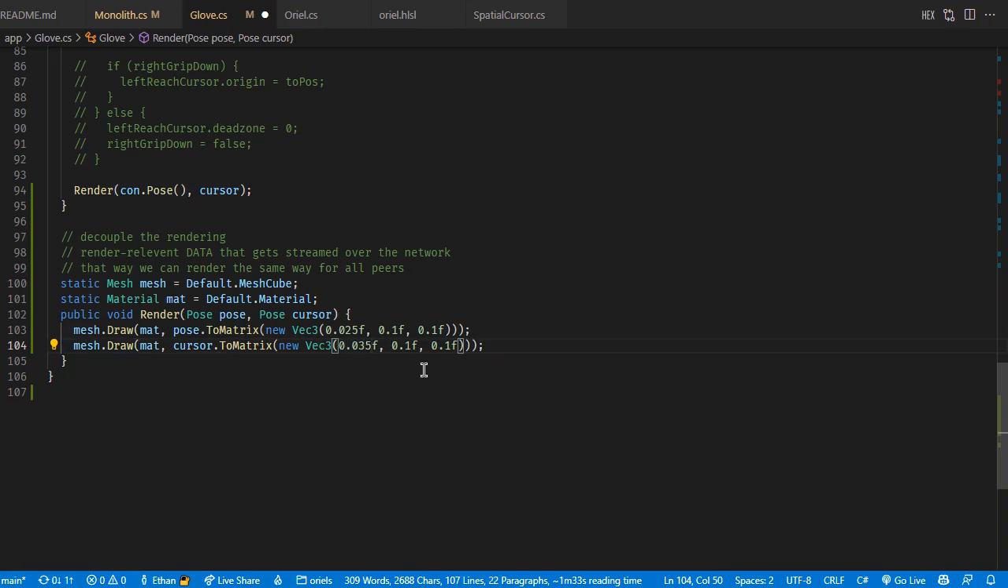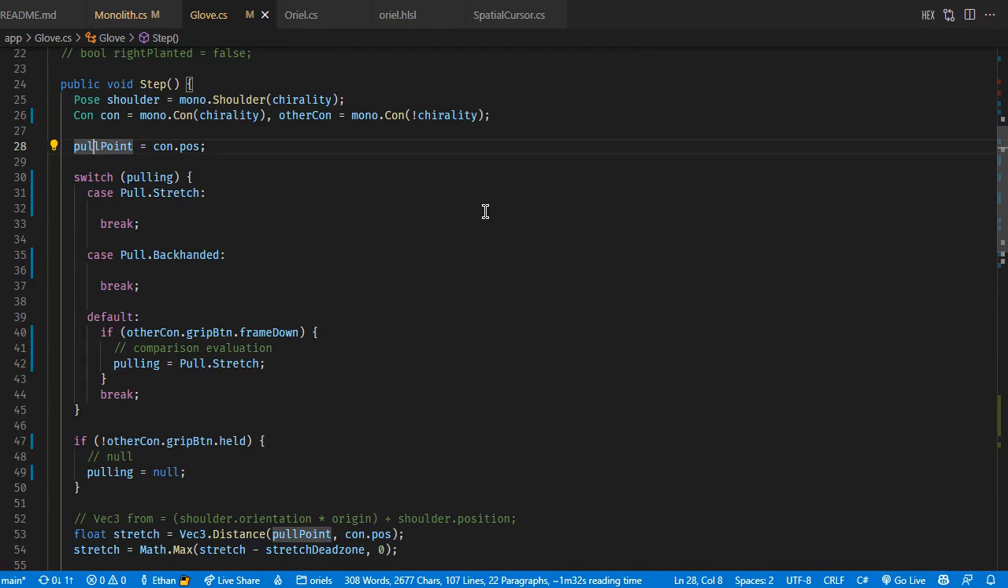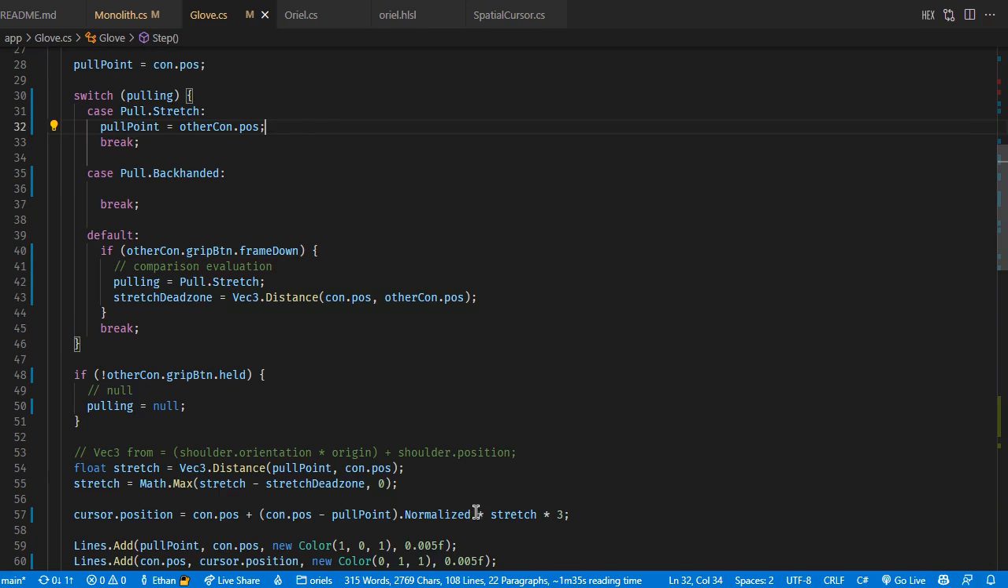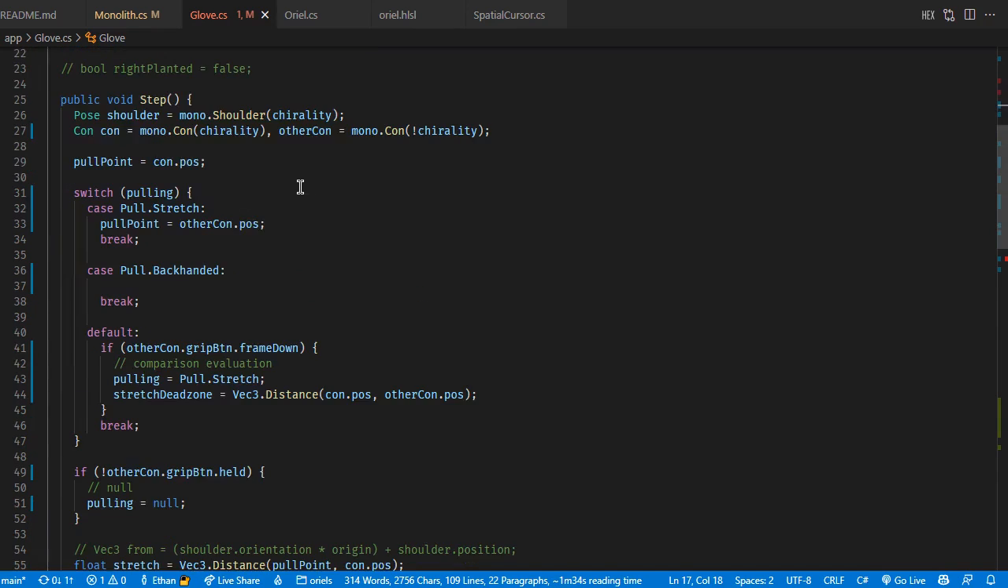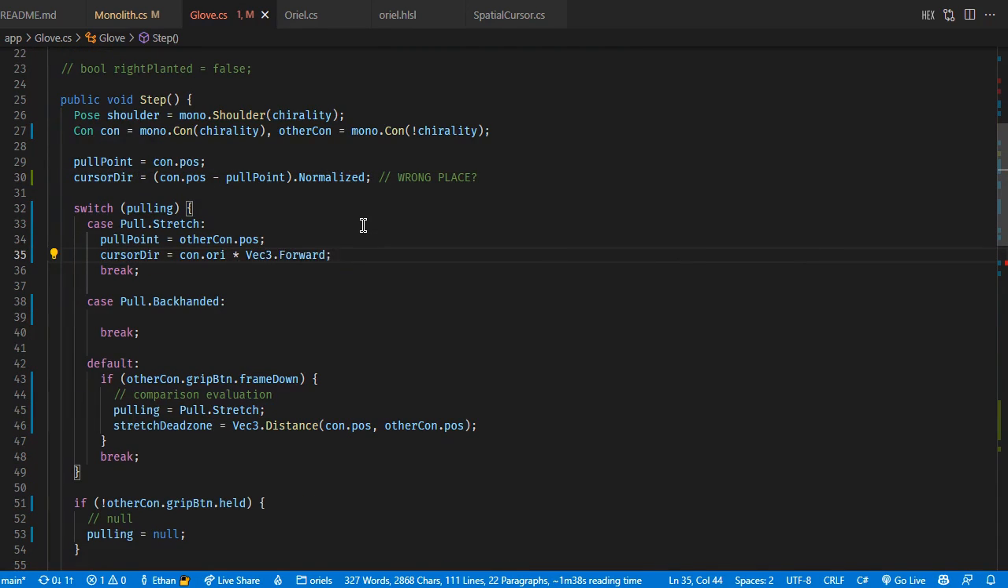I ended up finding out that there's two poses. There's one for the hand, and then there's one for the cursor. So a pose in this case is just a combination of both a position and an orientation, so a vec3 and a quaternion. So I put those together and got the first part working. First part being the stretch cursor.